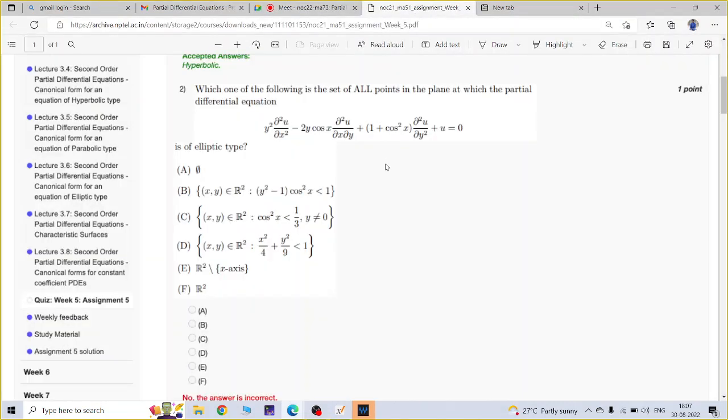So question number 2, is this okay? Visible? Yes, sir. Visible now.